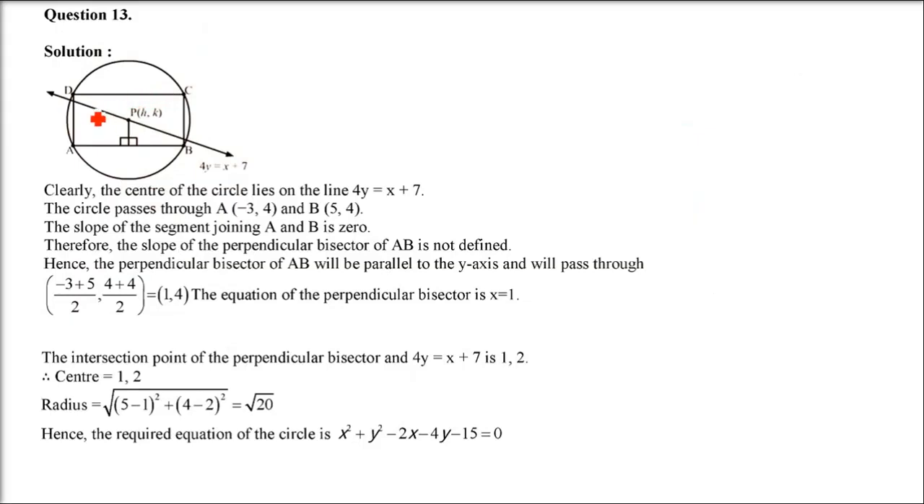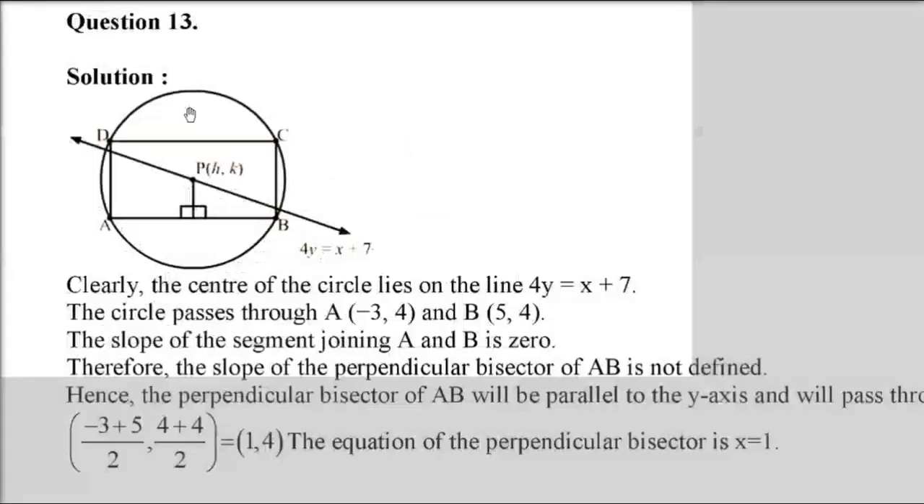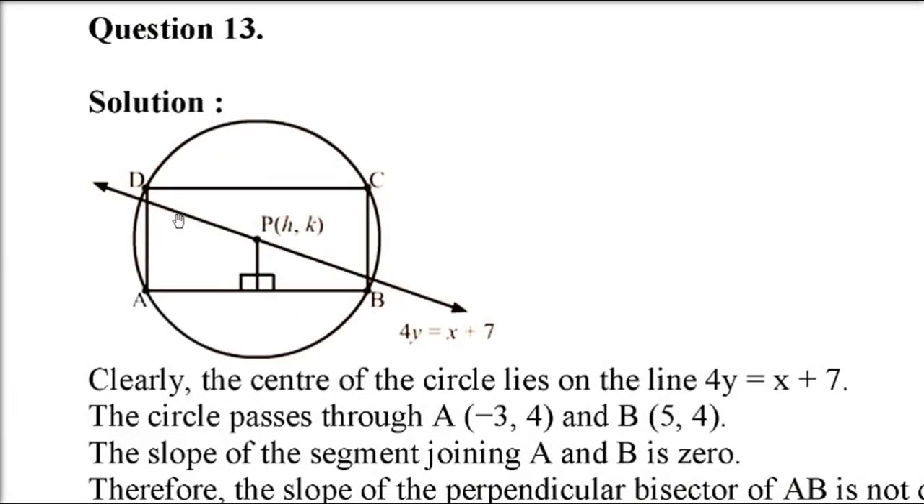Question number 30. The diameter of the circle circumscribing the rectangle ABCD is 4y equals x plus 7. If the coordinates of A and B are minus 3, 4 and 5, 4 respectively, find the equation of the circle. First of all, this line is passing through D and B. First make it sure. It's not passing right now. If you see, it's not passing. But assume it that this line is passing through D and B.